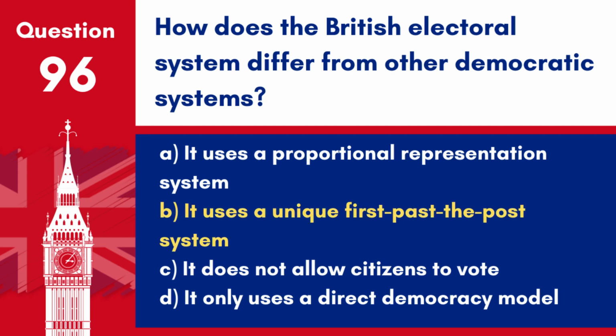Answer: B. It uses a unique first-past-the-post system. Unlike many other democracies that use proportional representation or mixed electoral systems, the UK primarily uses the first-past-the-post system for electing MPs to the House of Commons.